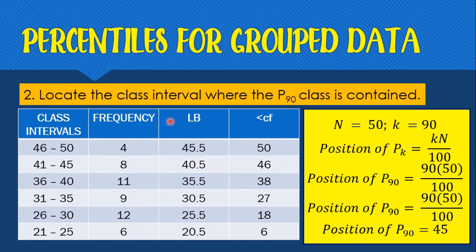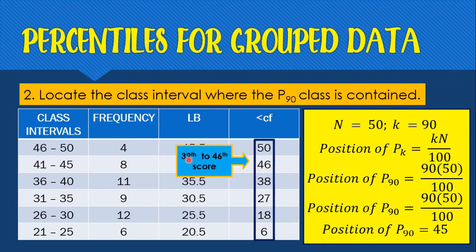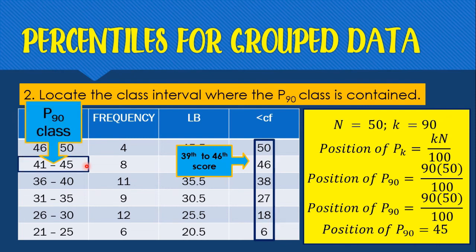Next step is to locate the class interval where the P sub 90 class is contained. So again, we have 45. We'll refer to the less than CF. And for the 45, we have the 46. So that is for the 39th to 46th score. So with that, our P sub 90 class will be 41 to 45.